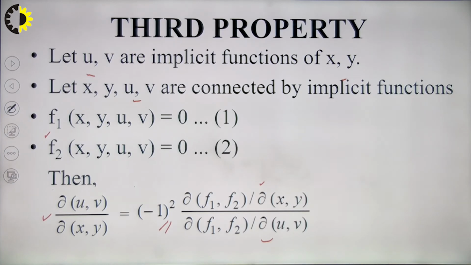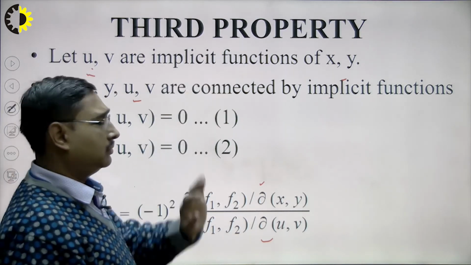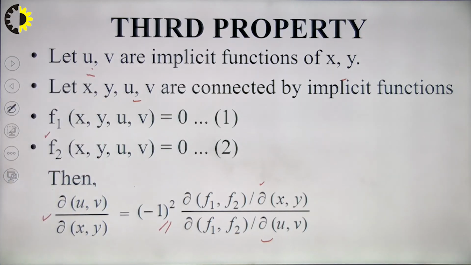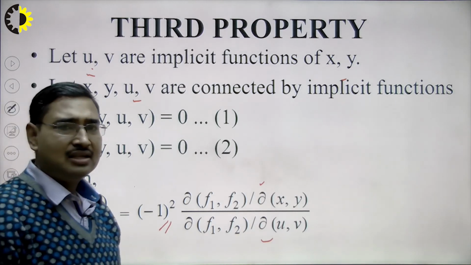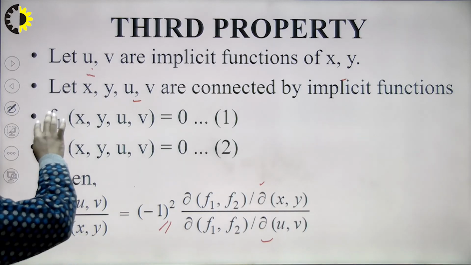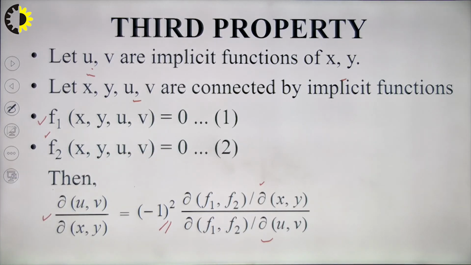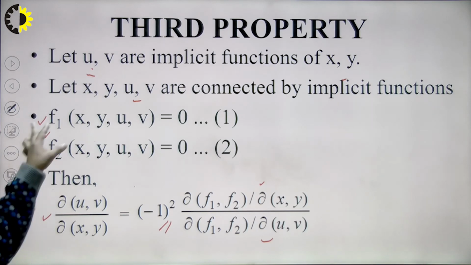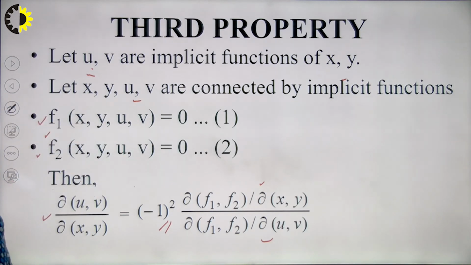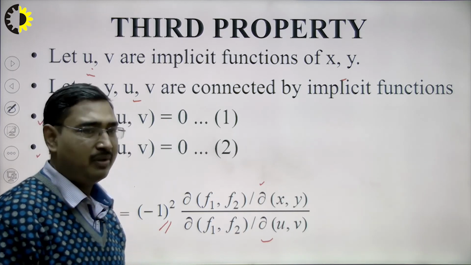What have I said? I said that if u and v are implicit functions of x and y, that is, we are given some mixed relations involving x, y and u and v, and these mixed relations are given as f1(x, y, u, v) equal to 0 and f2(x, y, u, v) equal to 0, then from these mixed relations, the previous properties which we have studied to find the Jacobian will not be applicable.